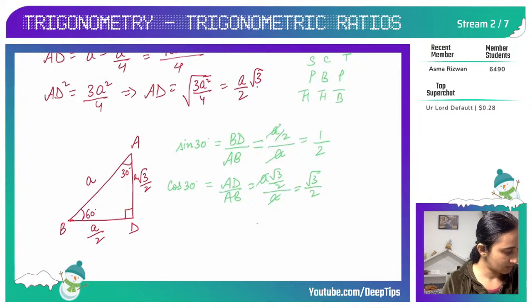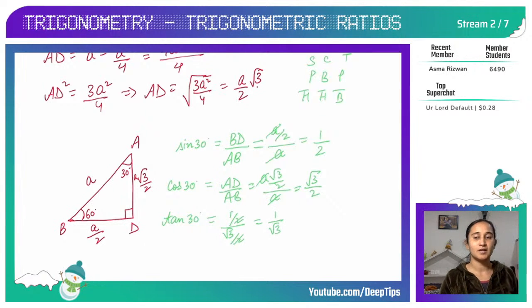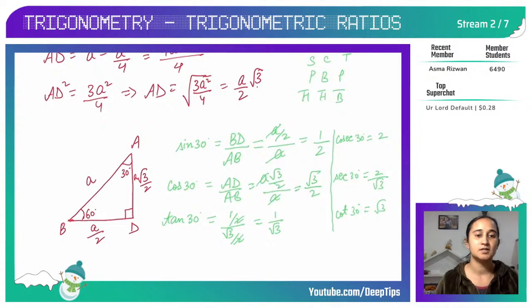And what about tan 30? So tan 30 I can write directly also that it is sine 30 upon cos 30. So 1 by 2 upon root 3 by 2. These 2's get cancelled. So 1 by root 3. So this is my tan 30. Now let's find the remaining three trigonometric ratios here only. So cosecant 30 will be 2. Secant 30 will be 2 by root 3 and cot 30 is root 3 upon 1. So this is how we find the values for trigonometric ratios at angle 30 degree.